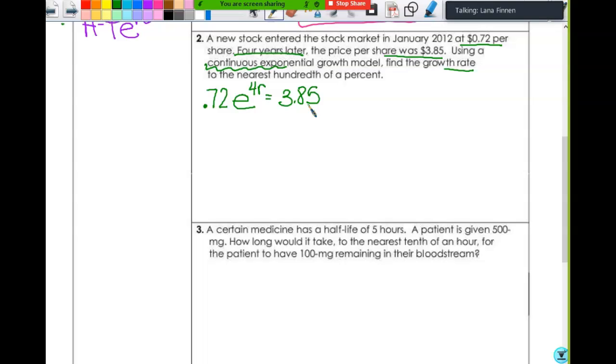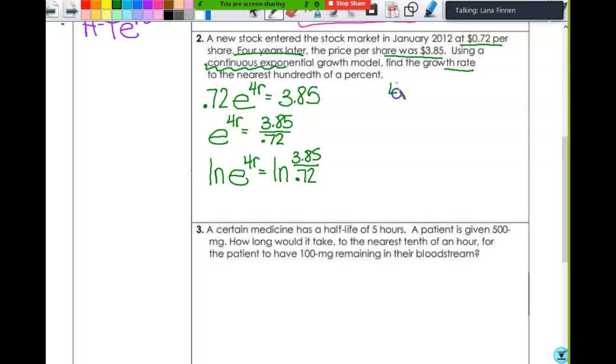So I need to start by dividing both sides by 0.72. So E to the 4R power equals 3.85 divided by 0.72. If I divide that out, that's actually a repeating yucky decimal. So I need to keep it like that and just type it in all at once. You don't get to round in the middle of a question. So now I'm going to take the natural log of both sides. So natural log of E to the 4R power equals the natural log of 3.85 divided by 0.72.